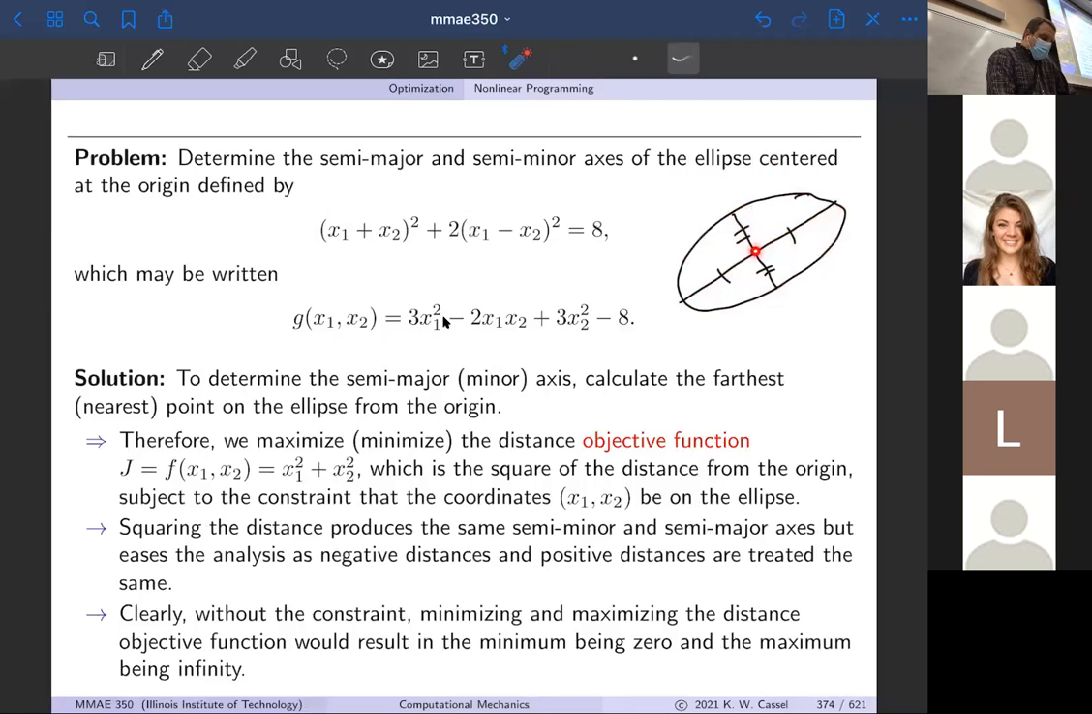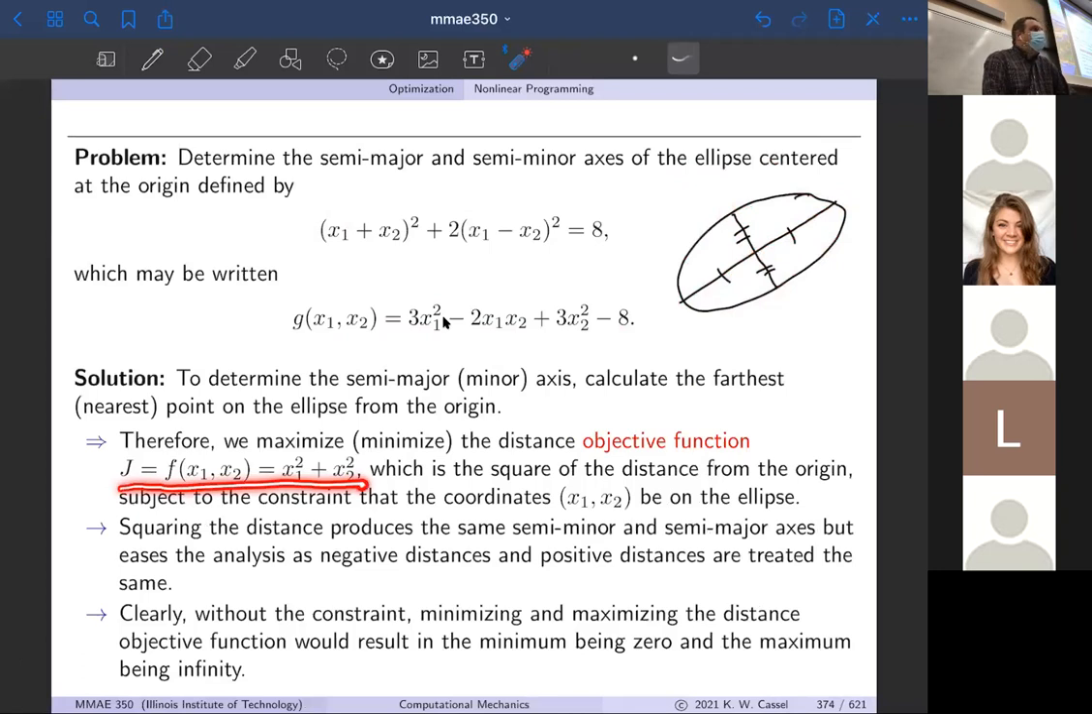Well, the semi-minor axis is the distance to the point that's closest to the origin or the center. And the semi-major axis is the distance to the point that is farthest from the center of the ellipse. Okay, so I need some measure of the distance from the origin here at the center. So we're going to have a distance objective function, J. It's a function of x1 and x2. It's going to be x1 squared plus x2 squared.